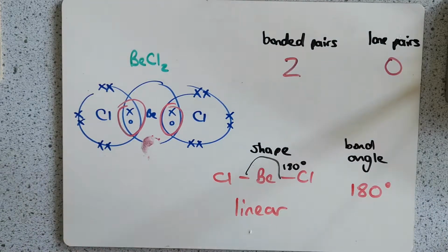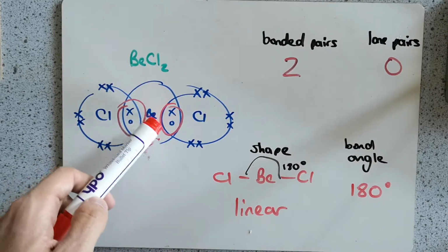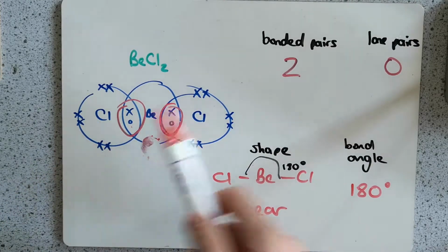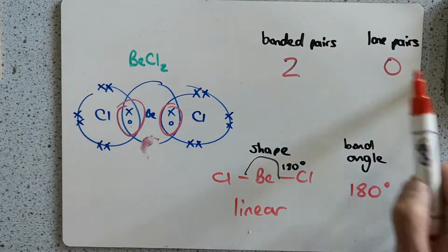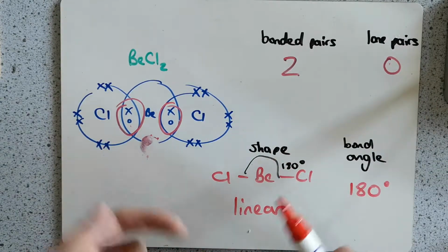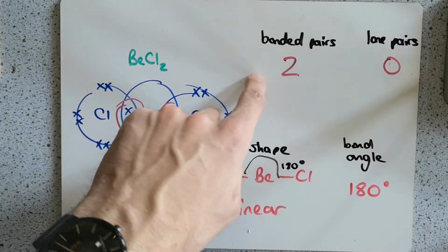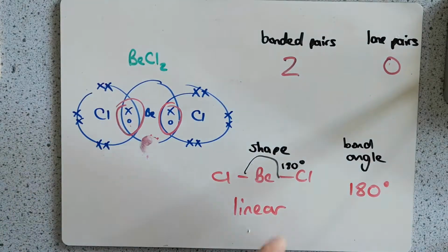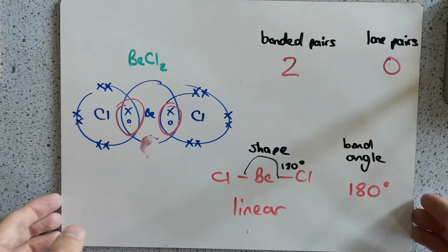So that's the first one. And we've looked at the central atom, we've identified it's got 2 bonded pairs, so we put 2 there. We've identified it's got 0 lone pairs, so we put 0 there. Its shape then, because it's got 2 bonded pairs, no lone pairs, is going to be a linear shape with a bond angle of 180 degrees.